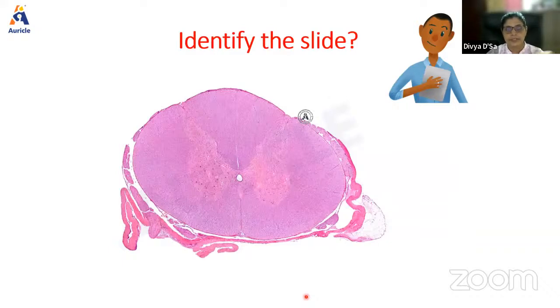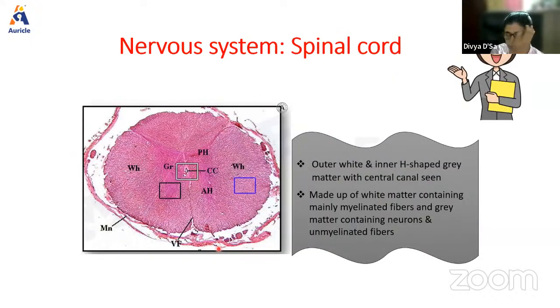Next, this slide. What are we seeing here? This is the spinal cord. So how are we identifying the spinal cord? We are seeing the central canal and the central gray matter, H-shaped gray matter, with a slender posterior horn and a bulbous anterior horn, and surrounding outer peripheral white matter. There is an anterior median fissure and a posterior median sulcus here, and it is surrounded by the meningeal layers. So when we see that, we have to identify it as spinal cord.